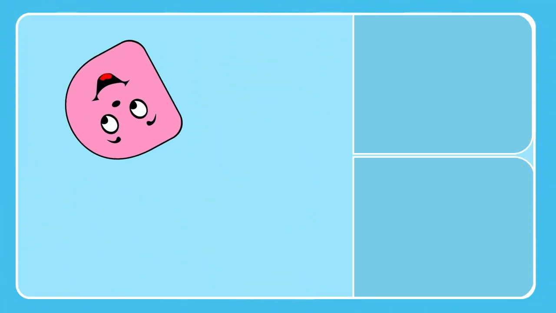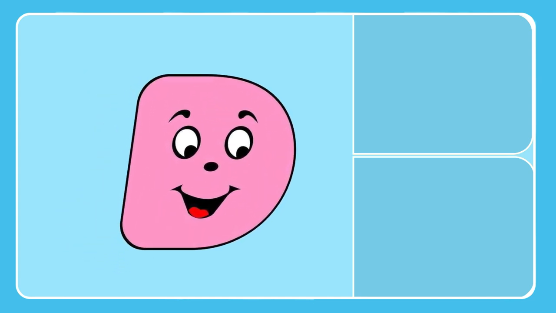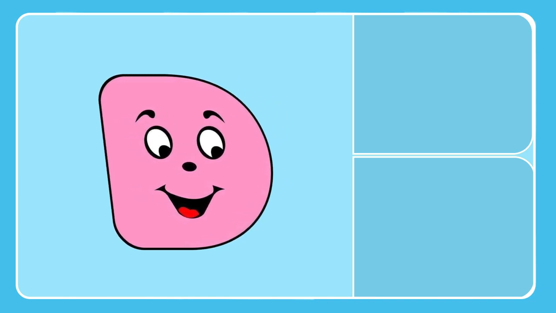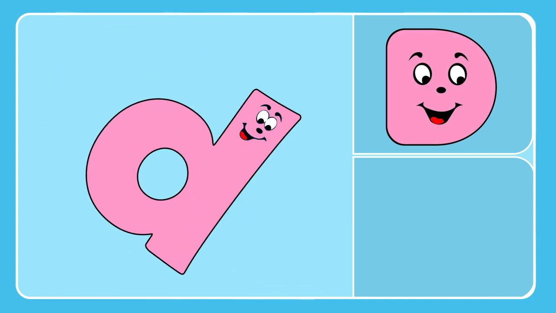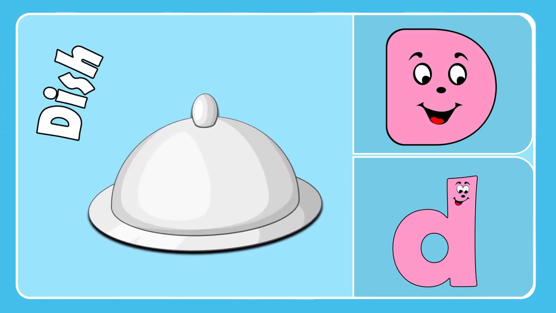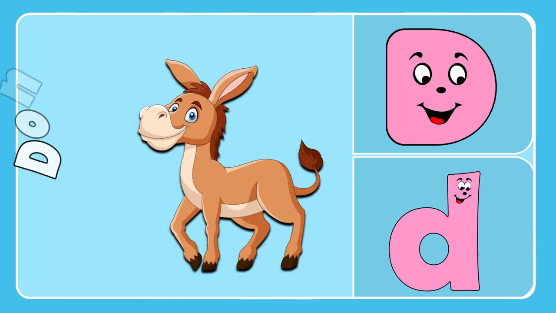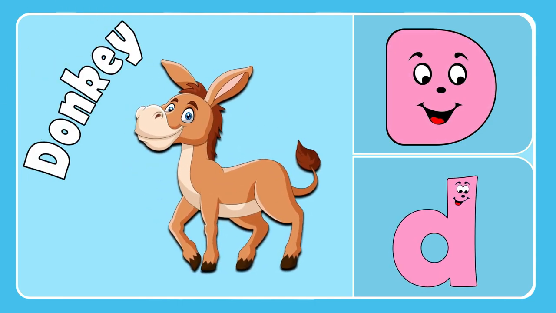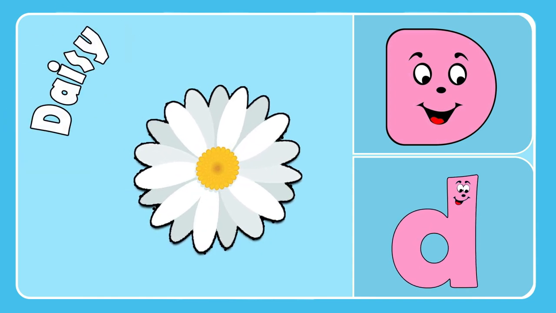Today we will learn alphabets and their sounds. Have you ever seen the letter D? Hi, I'm letter D, and my sound is D, D, D. And the words start with me. Dish, D, D, dish. Donkey, D, D, donkey. Daisy, d d daisy.